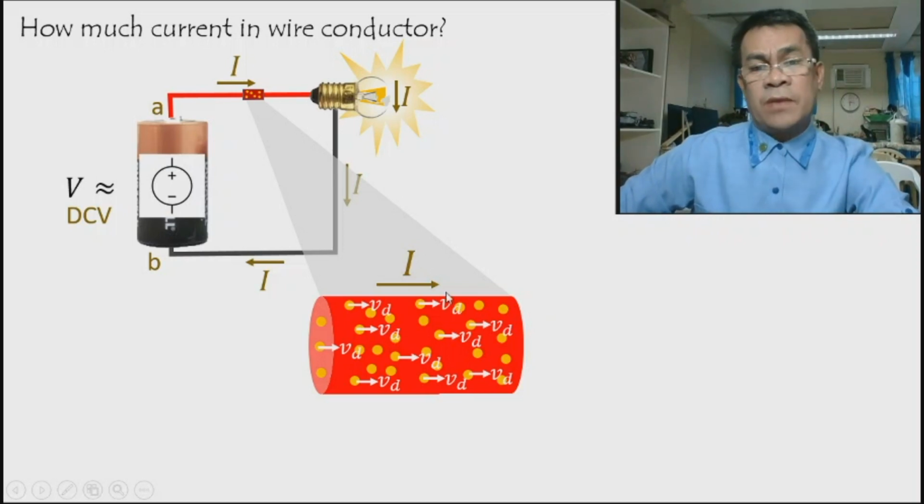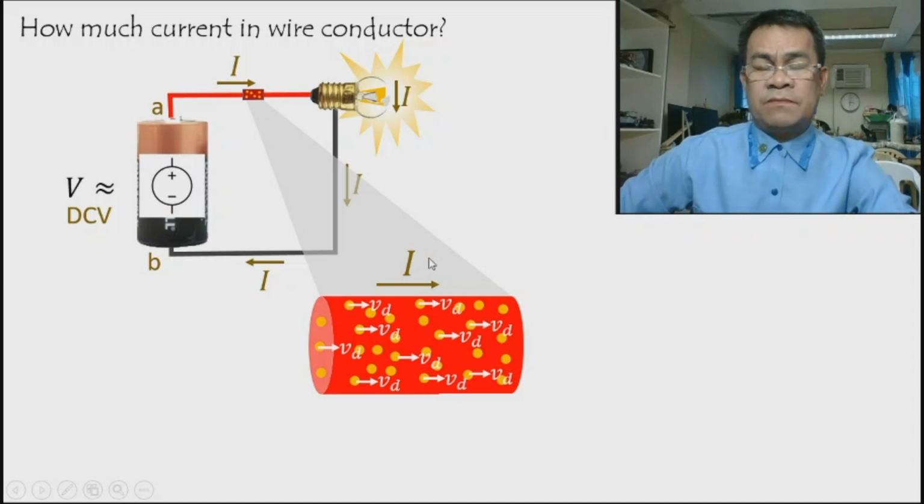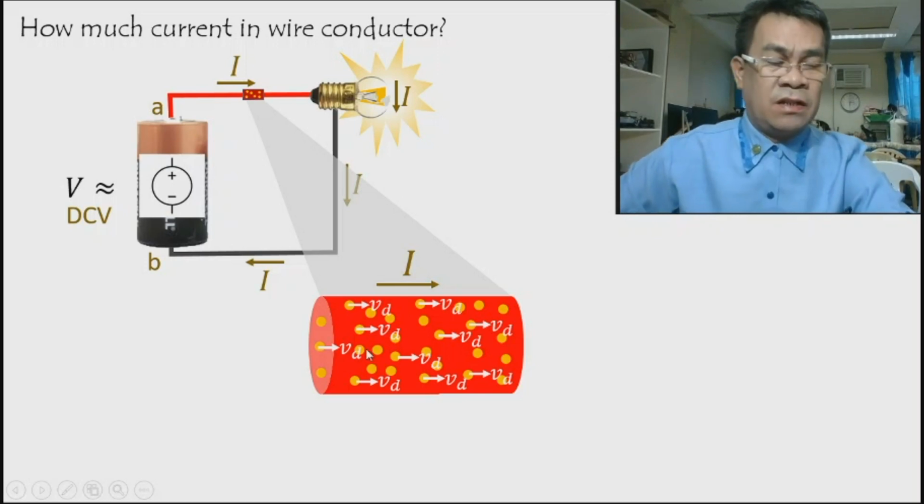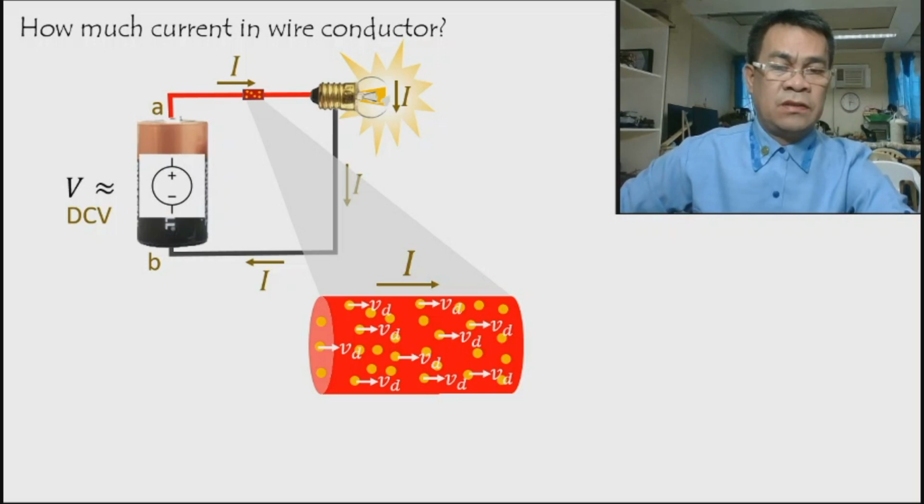So the question now is, how much is this current as a function of drift velocity? Take note that this is a conductor, so we have this area. Our task is how to calculate the current as a function of this drift velocity and area, and also the kind of material. Because take note, we have the conductor. All metals can be a conductor.